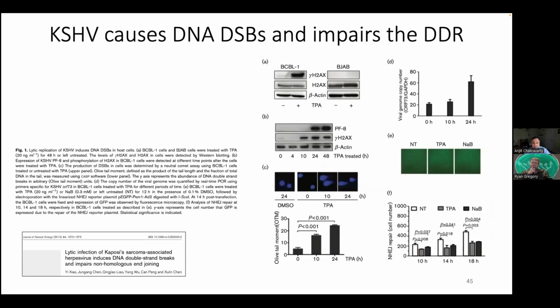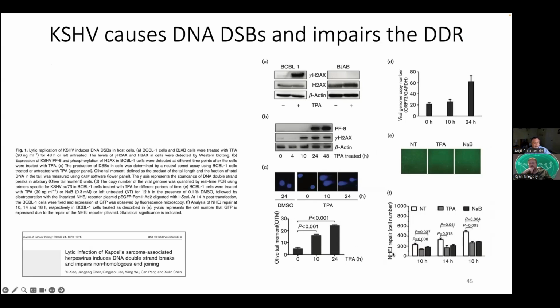Now, Kaposi sarcoma virus also causes DNA double-strand breaks and in this case, impairs the DNA damage response. So you can see that over here. Once again, you see gamma H2AX Western blot staining with and without the Kaposi sarcoma virus present. And what you see is in the presence of the Kaposi sarcoma virus, you end up with an induction of DNA damage response, as can be seen both by the Western blotting as well as by the Comet assay.